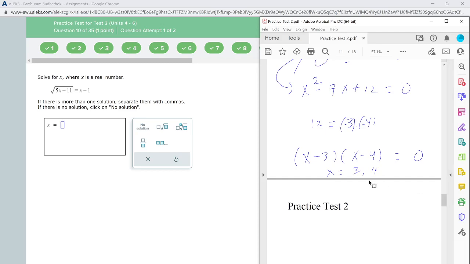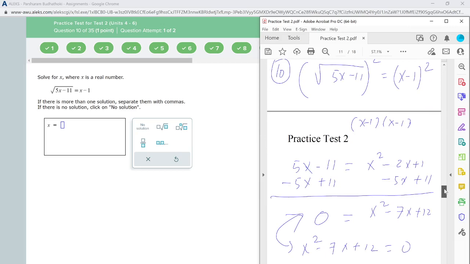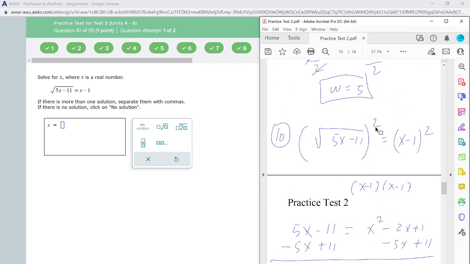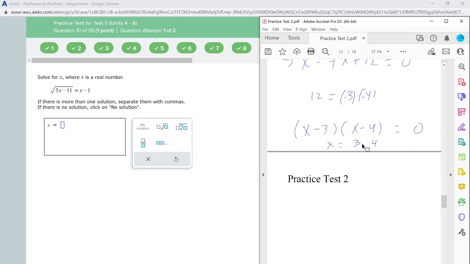But both of them might not be solutions of the original equation. Remember, this is the solution for the quadratic equation we got after manipulating the original equation, so this is not actually the original equation. So we are going to check which one is the right solution here, or whether both of them are.